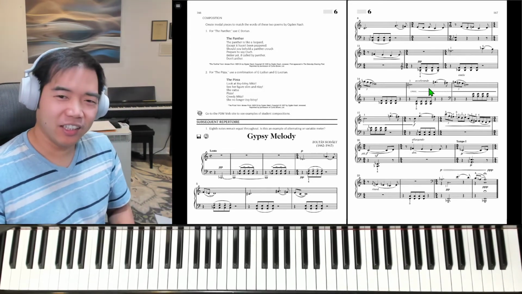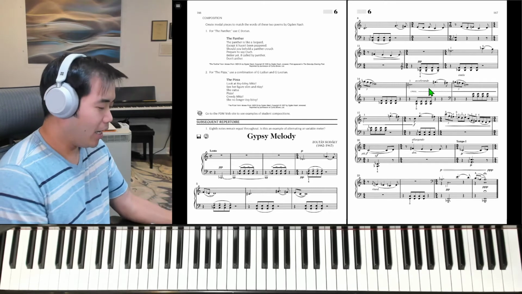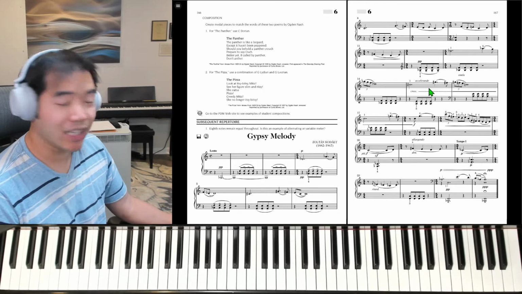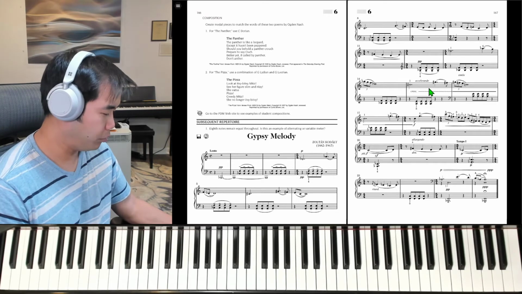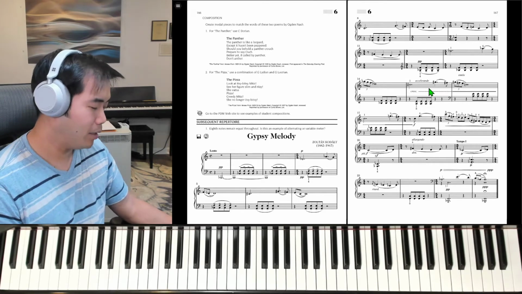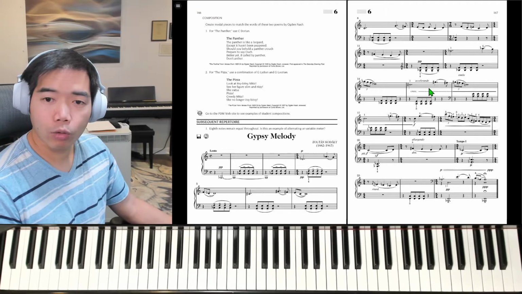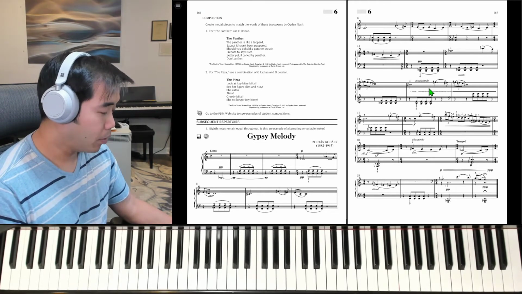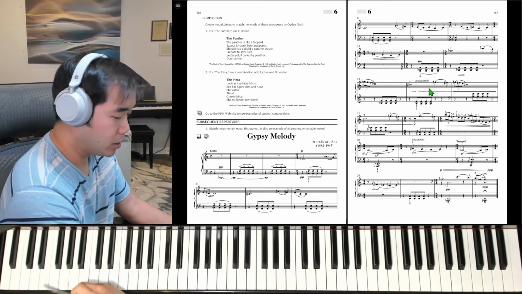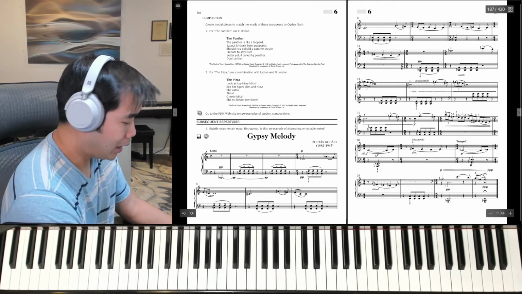All right, so we're going to take a look at Gypsy Melody here. The first thing that I want you to notice is the time signature. The time signature changes as we go through this piece. It starts in common time, but then at bar 4, we're in 5/4 time, 5/4 per measure. And then at bar 9, we're in 3/4 time. I'll highlight the time signature changes.